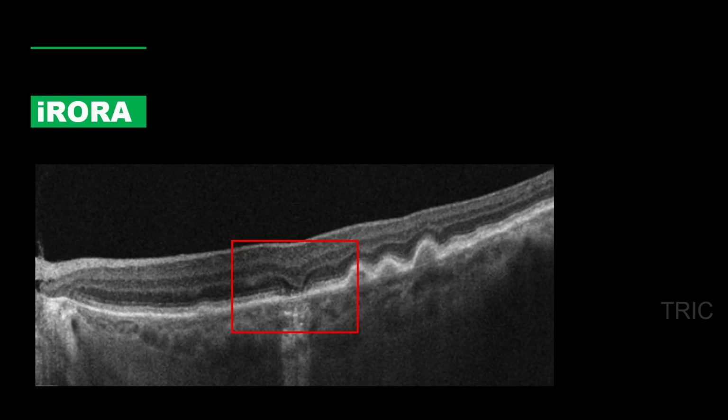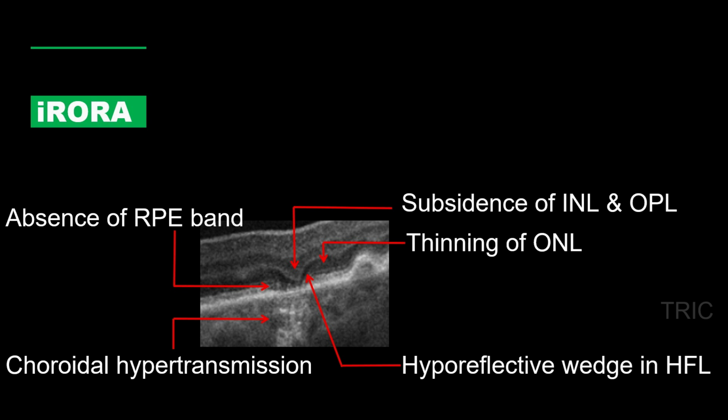Let us see an example of iRORA in this OCT line scan. There are bumpy RPE elevations due to drusen. The area of interest has been highlighted with red marker. There is absence of RPE band marked on the left side of the image. The choroidal hypertransmission is seen as white streak over the choroid and sclera posteriorly.